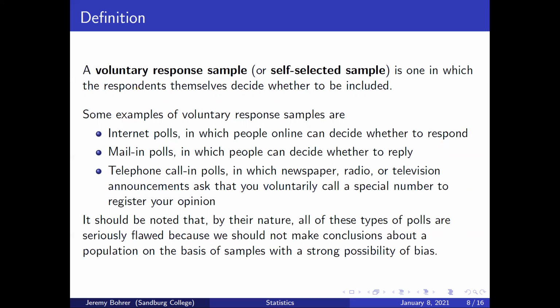A voluntary response sample, or self-selected sample, is one in which the respondents themselves decide whether to be included. Some examples of voluntary response samples are internet polls, in which people online can decide whether to respond, mail-in polls, in which people can decide whether to reply, and telephone call-in polls, in which newspaper, radio, or television announcements ask that you voluntarily call a special number to register your opinion.